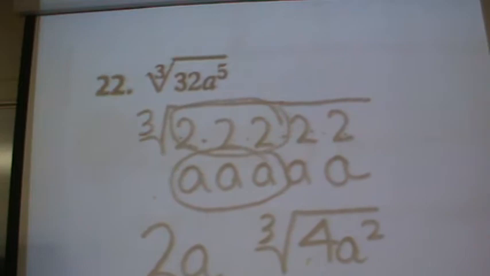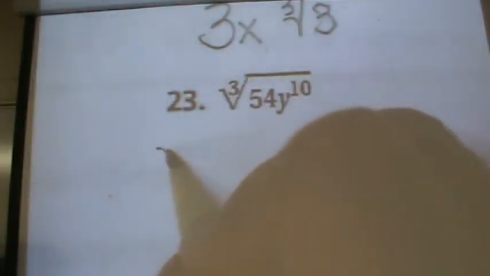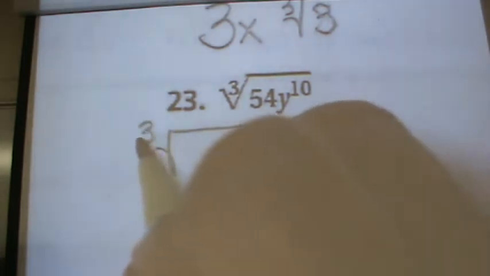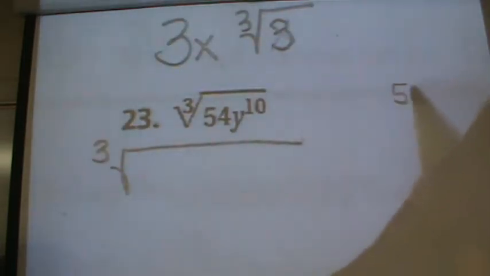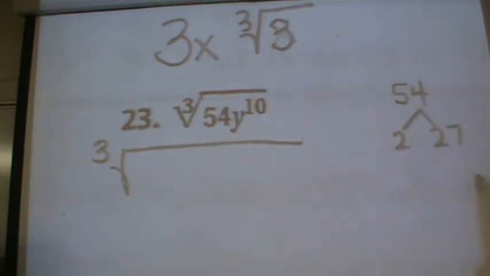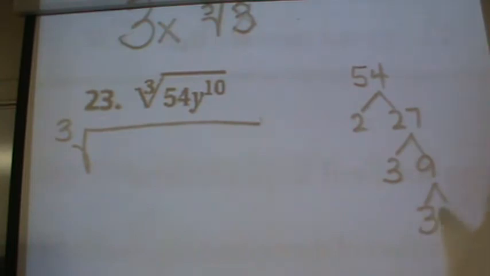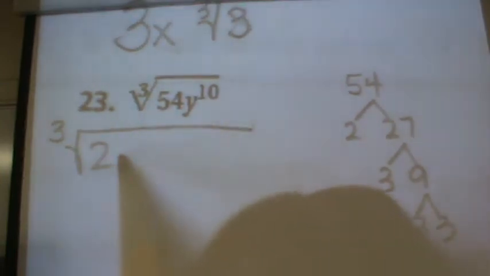23, we've got the cube root of 54. What numbers multiply to give you 54? 2 times 27 is 54. 27 is 3 times 9, and 9 is 3 times 3. So it's 2 with three 3's.